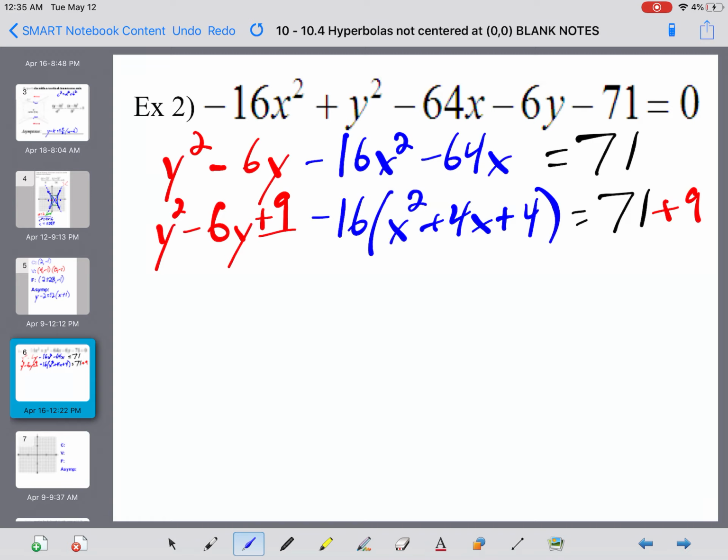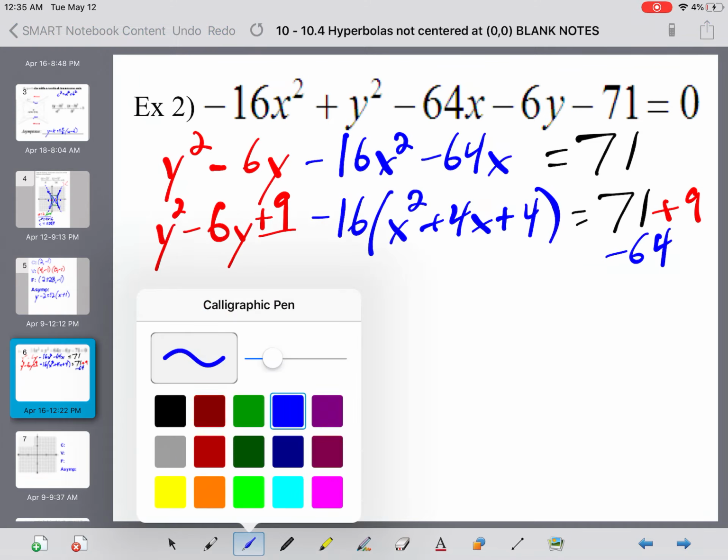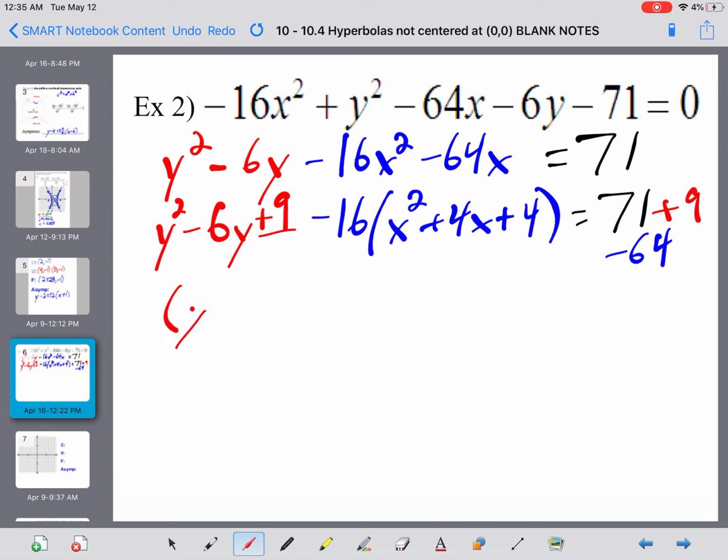But remember just how we saw with ellipses. I didn't really change the left side by 4. I have to multiply the negative 16 into the 4. Negative 16 times 4 is negative 64. So if I subtract the left side by 64, I've got to come over here and subtract the right side by 64. All right. So in red, when I factor that, it's y minus 3 squared.